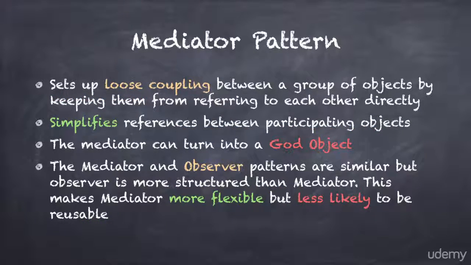The mediator pattern sets up loose coupling between a group of objects by keeping them from referring to each other directly. This simplifies the map of references between participating objects, but the mediator may turn into a God object. The mediator and observer patterns are similar, but observer is more structured than mediator. This makes mediator more flexible, but also less likely to be reusable.